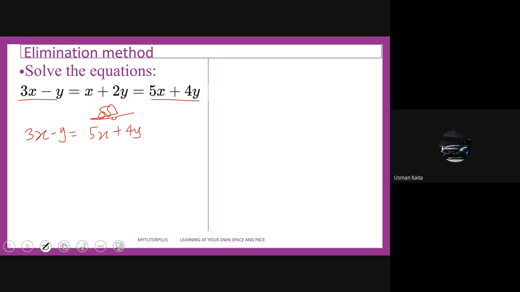Yes. Then the next step is going to be collect the like terms. Move everything to the left-hand side so that we equate everything to 0 or any number that's available. So this is going to be 3x. This is plus 5x initially, right? If you take it to the other side, what are you going to have? Minus 5x. Then we have minus y. Take 4y to the other side. What am I going to have? Minus 4y. Everything is equal to 0. That's equation 1. We are not done yet. We'll simplify it until we have those two terms.